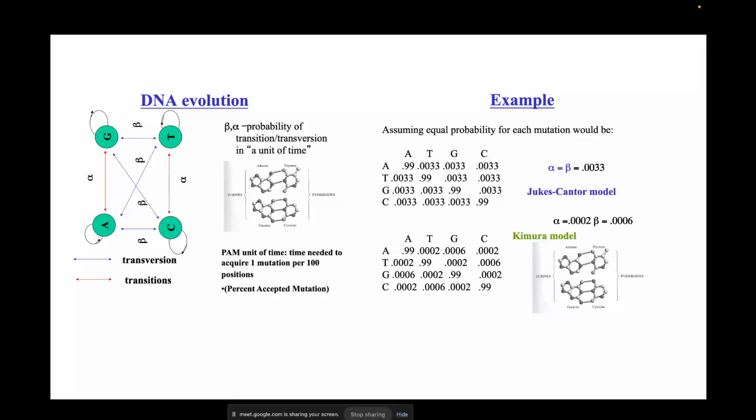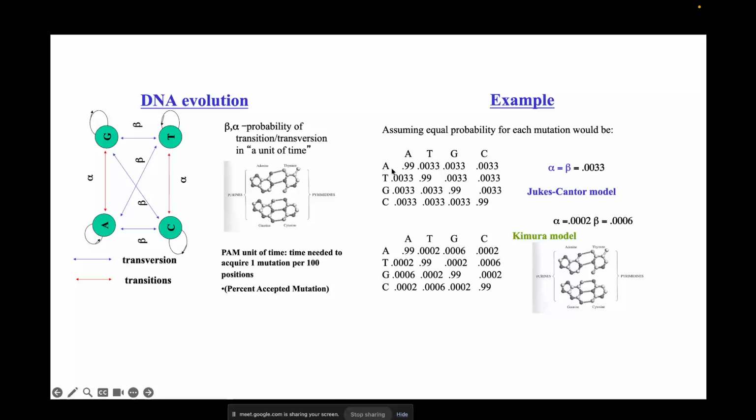And you can calculate the probability of these transitions and transversions, the probability of these things happening in a certain unit of time, right? So PAM is basically that unit, which is percent accepted mutation, the time needed to acquire one mutation per 100 positions. So one mutation per 100 positions, what is the probability of that particular substitution happening? So you have a probabilistic score for that.